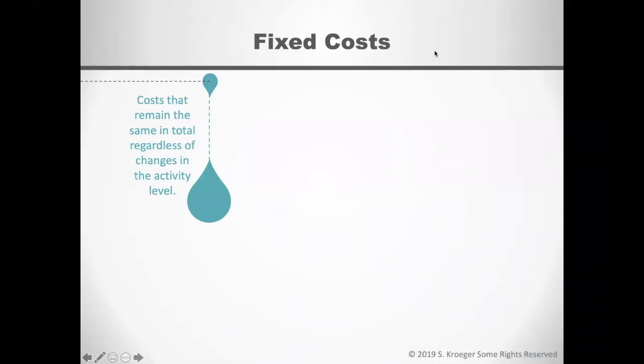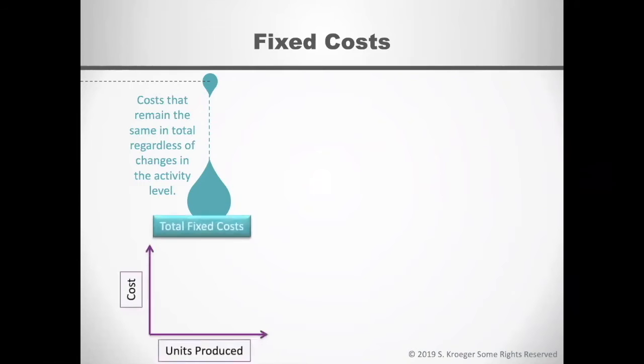Fixed costs are costs that stay the same regardless of the business activity. That means no matter how slow or busy the company is, this expense would stay the same. That is why this graph shows a flat line. We will be using this graph throughout this chapter.